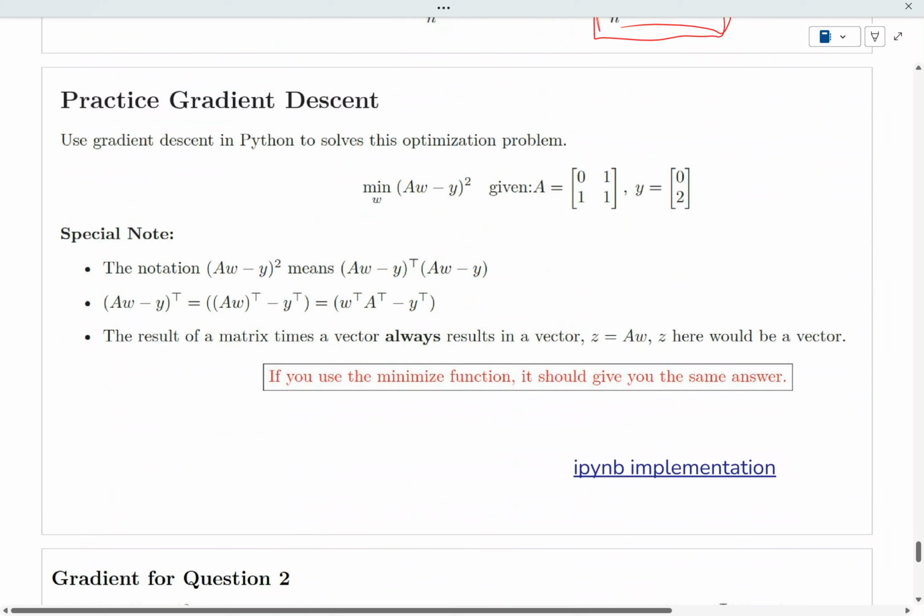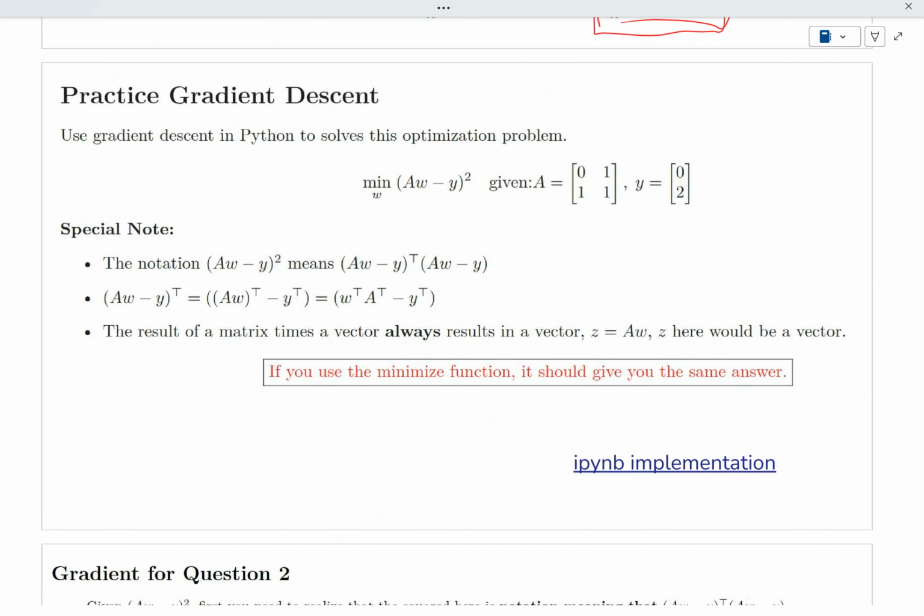All right, your last question. Pause the video. Make sure you go through this and understand these concepts. And that's basically it for today.